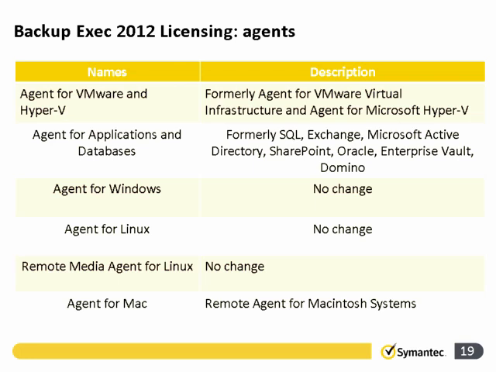So if I am trying to back up a SQL server and an Exchange server, what I would need to do is buy 2 licenses for the agent for applications and databases. For most of these pieces, Exchange, SQL, Active Directory, that you see listed on the screen, when you install the agent for applications and databases, it unlocks the functionality.